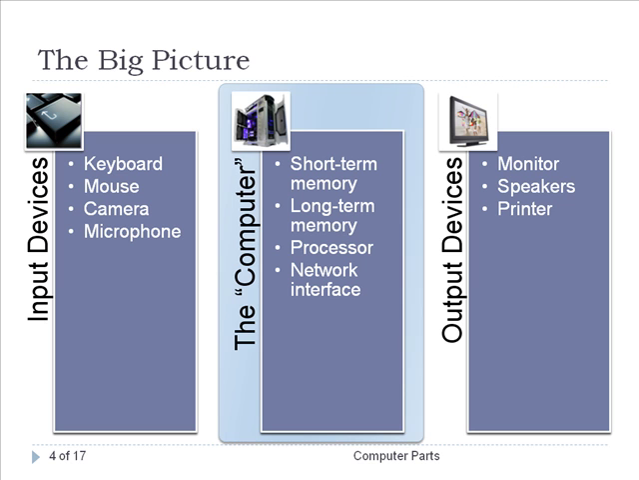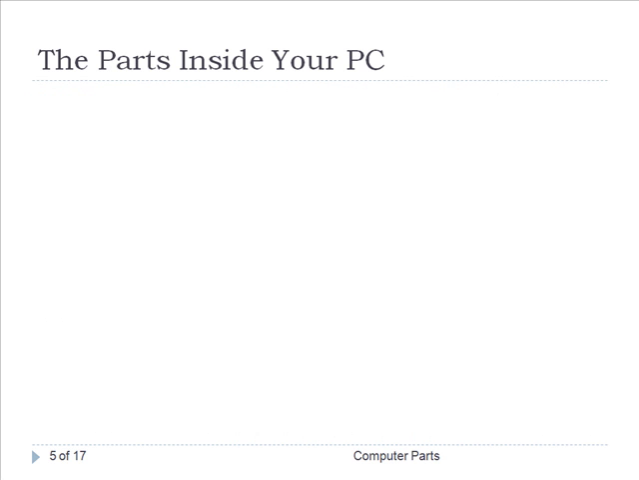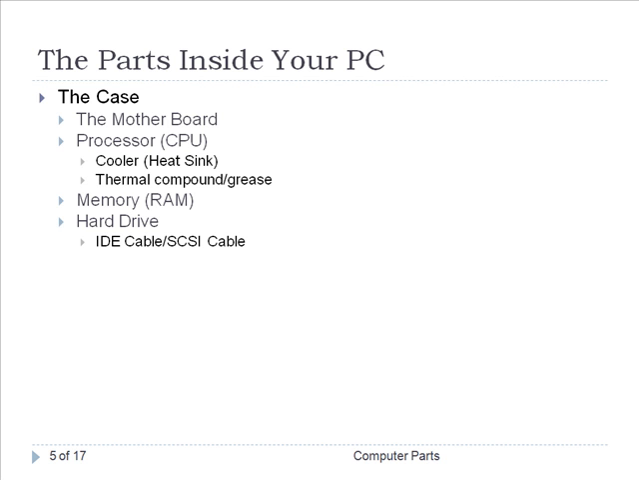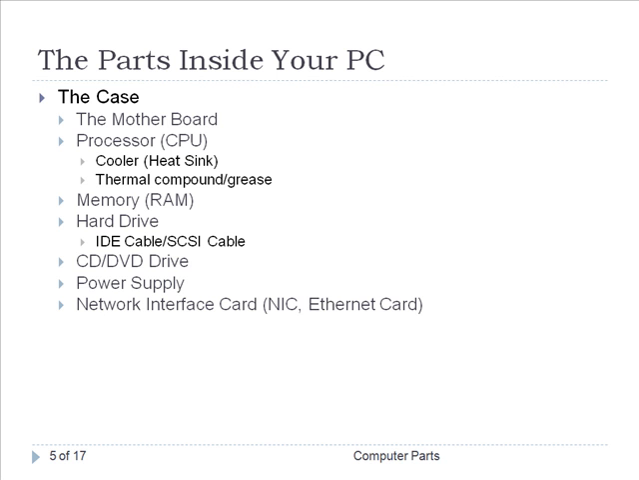This video is primarily going to focus on the internals because I figure you know what the input and output devices do. So briefly, these are the things inside your case. There's the motherboard, the processor, a cooler, thermal compound grease, memory, hard drive, an IDE cable or SCSI cable, CD, DVD drives, power supply, network interface card, video card, audio card, modem, potentially, and fans and cables. So I'm going to just go through real quickly and explain what each one of these things is.